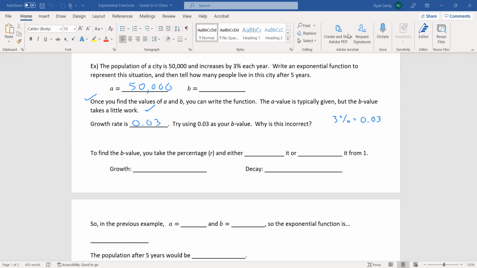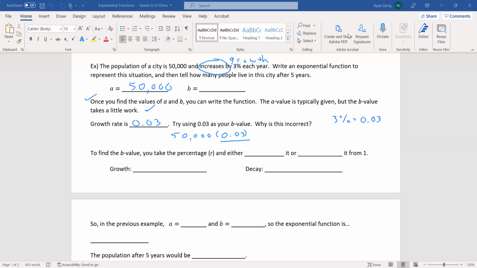But try using 0.303 as your B value. Why is this incorrect? Well, again, this is wrong. Don't do this, but I'm going to show you. 50,000. Let's say I said B was 0.03. Well, do you see how that's less than 1? This would be a decay function if I use that as my B value. This isn't decaying, it's increasing. So this is a growth function.